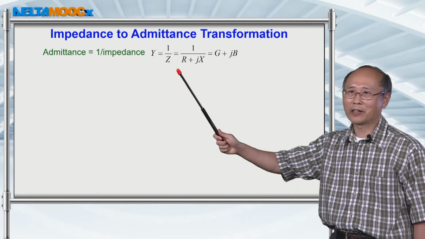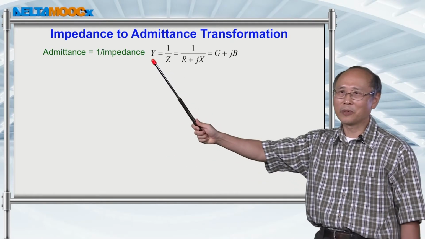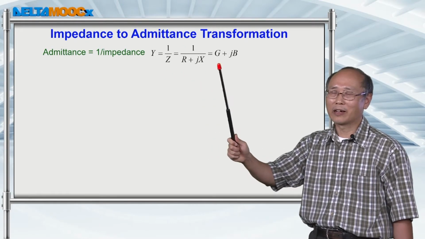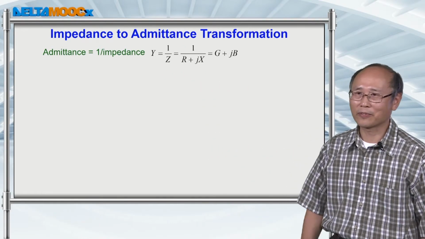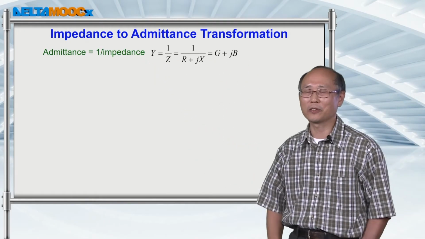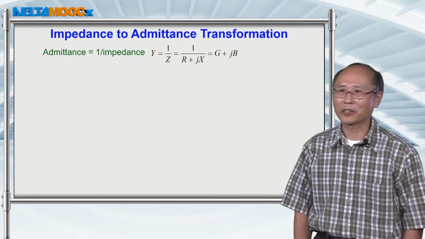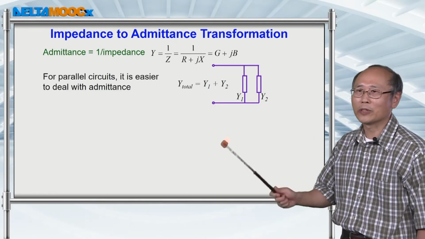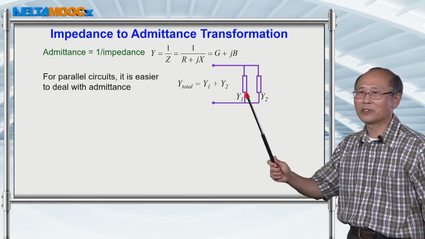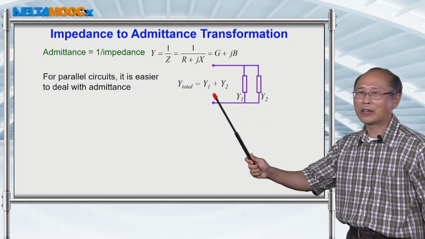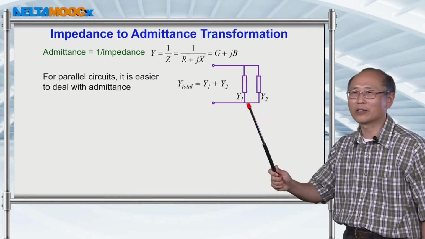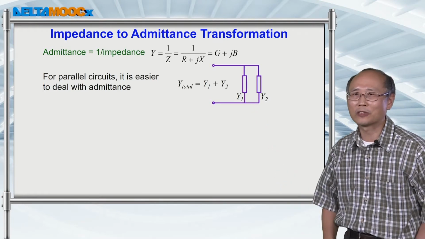The definition of the admittance is given by the inverse of the impedance. Mathematically, you can write it like this: the admittance Y is equal to 1 over Z. And again, you could have the real part and also imaginary part associated with this admittance. This admittance is particularly useful when you deal with a parallel circuit, because for a parallel circuit, the total admittance is just the sum of Y1 plus Y2, the sum of individual admittances.